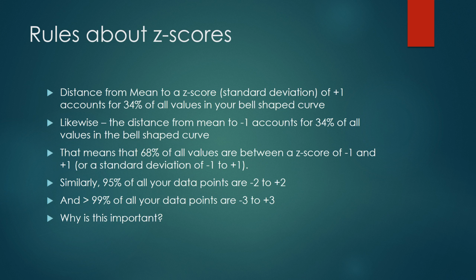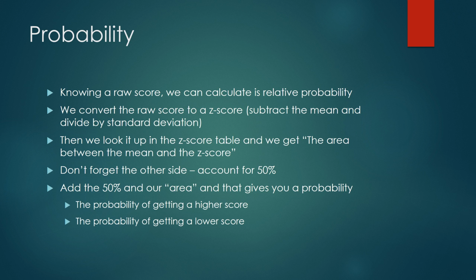Why is this important? Well, we can use that information to determine probability. And what we're determining with probability is the probability or the percentage of scores that are higher and lower than any selected score in our data set. So knowing a raw score, where we're pulling one member of our data set out, we can calculate its relative probability. We convert the raw score to a z-score. Remember, we subtract the mean and divide by the standard deviation.